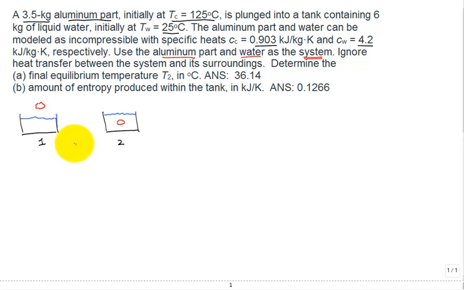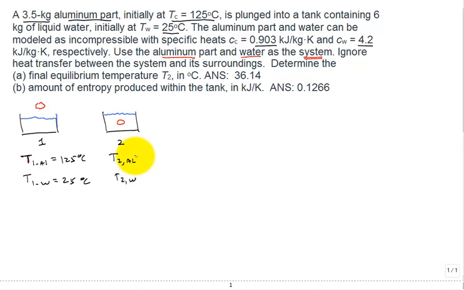Okay, now we have the initial temperature of the aluminum, maybe T1 aluminum, and then the initial temperature T1 of the water. Those are given, 125 and 25 degrees C. What is the final temperature of the aluminum and the final temperature of the water?